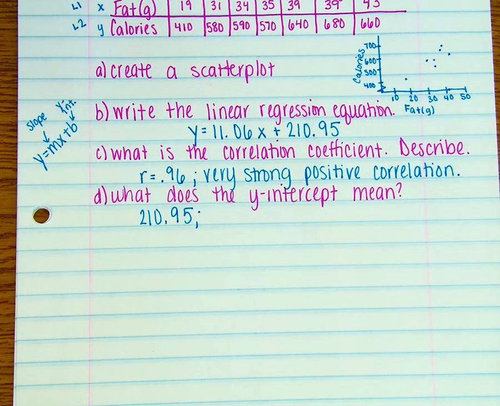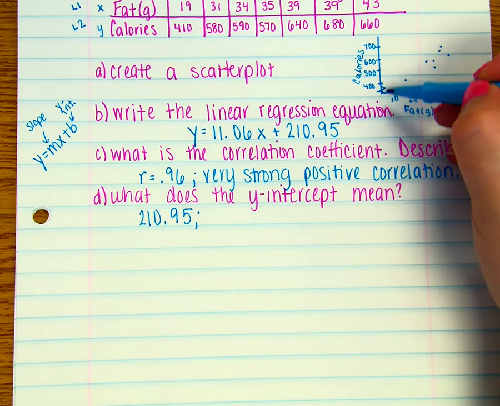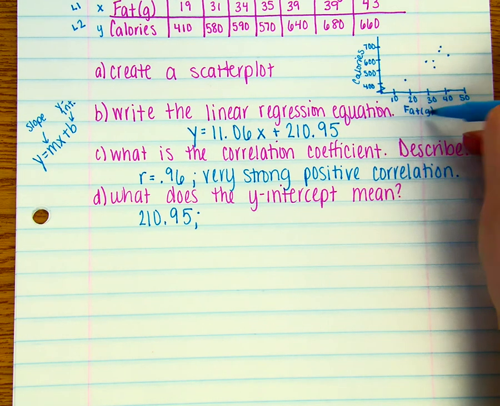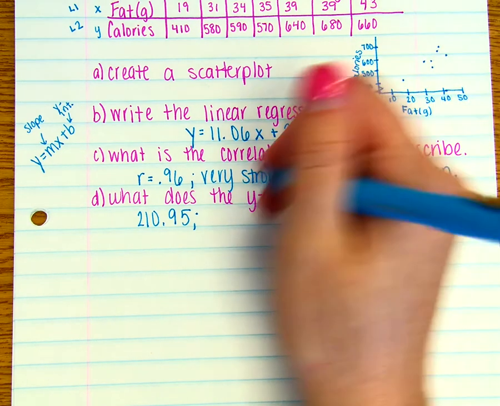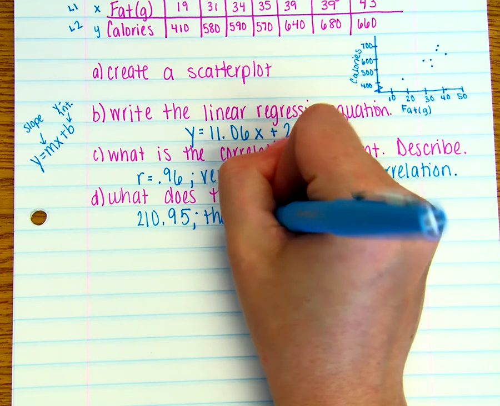Now, if you can't figure out and tell me what it means, at least write down what the y-intercept is so I can give you partial credit, so that I know that you can identify what the y-intercept is. So what does the y-intercept mean? Well, the y-intercept is where it crosses the y-axis, and if it's crossing the y-axis, that means our x value is equal to 0. So if we had no grams of fat, that would be how many calories we'd have. Okay, so that's what I can write as my explanation.